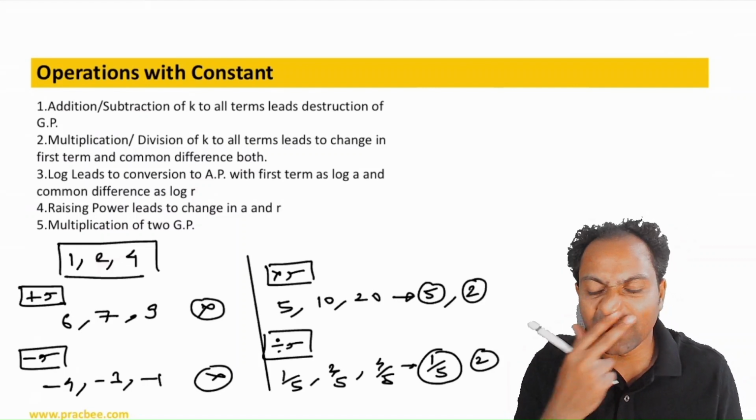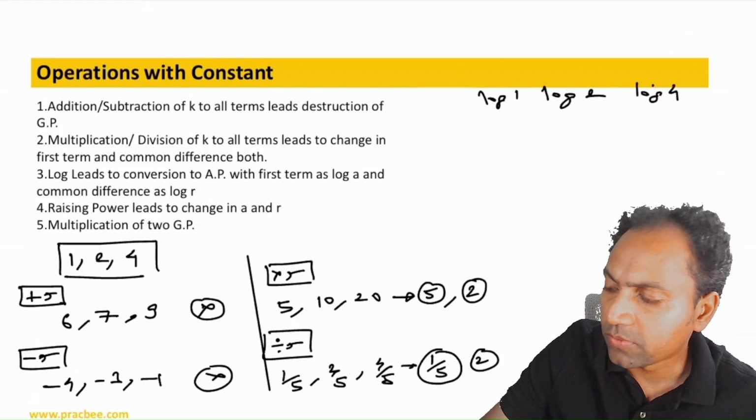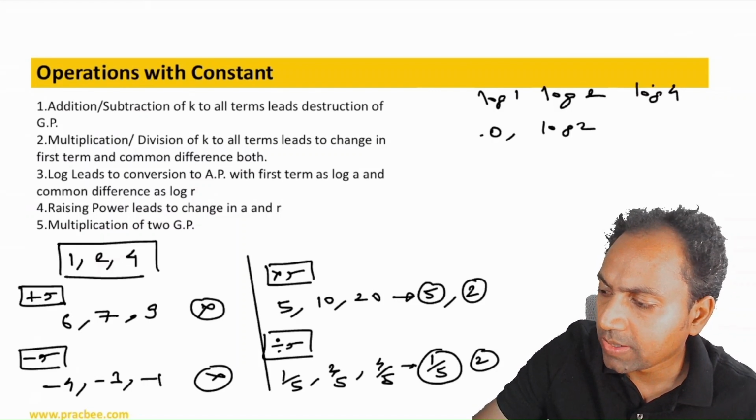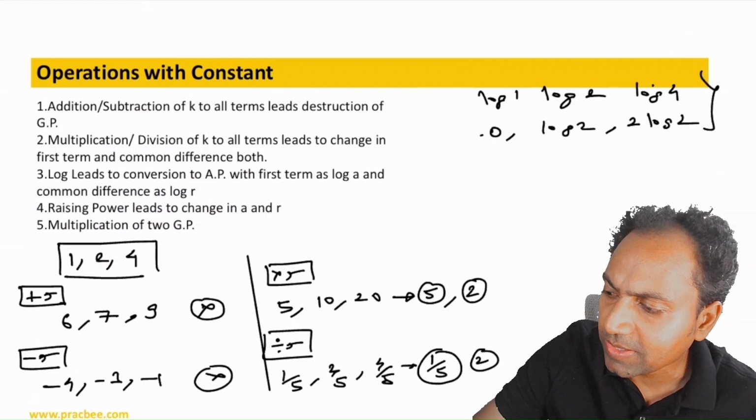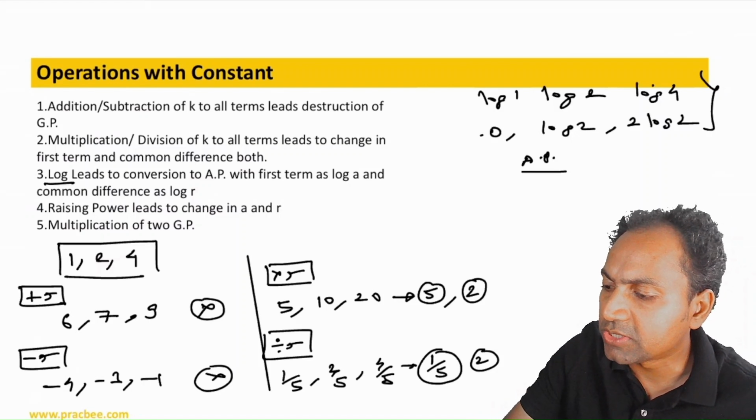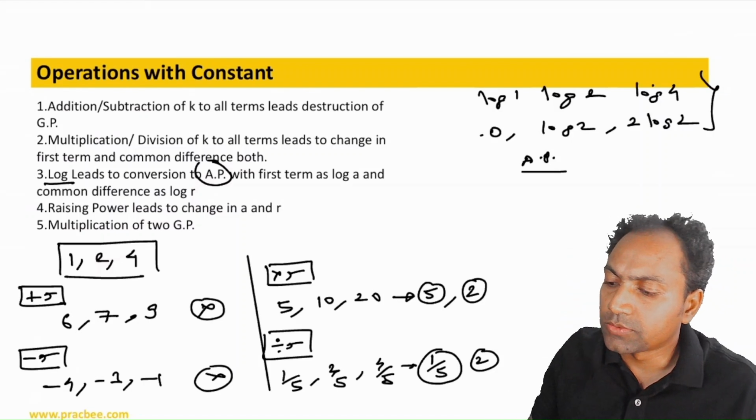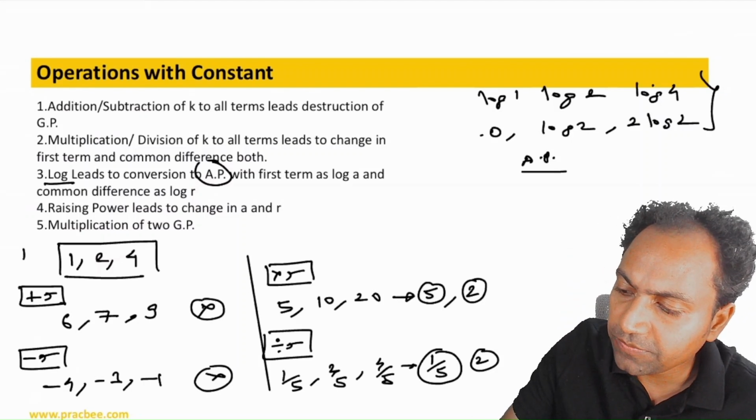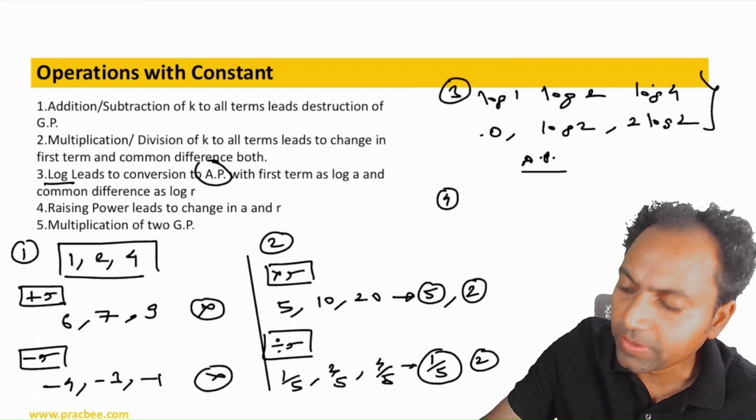Now what happens if I take log? If I take log, this becomes log of 1, log of 2, log of 4. So this one is 0 only, and this becomes log 2, and this can be written as 2 log 2. So what you can observe is now it has become an arithmetic progression. So if you take log on a GP, it becomes an AP. This is a very important thing. So we have done the first three properties. This was the first property, this was the second property, this is the third property.